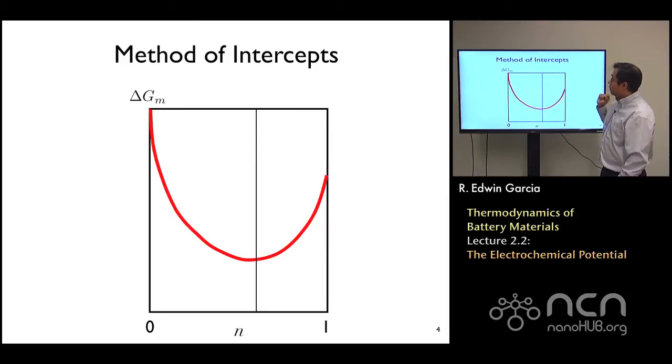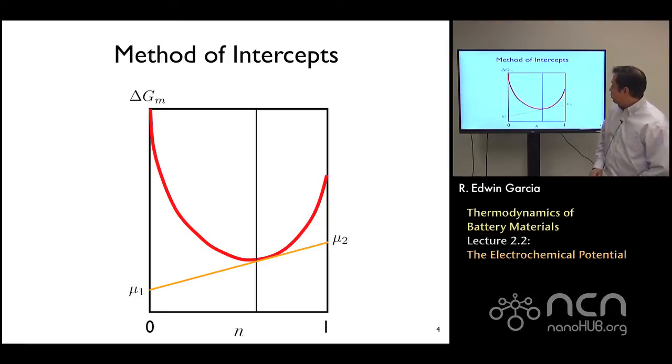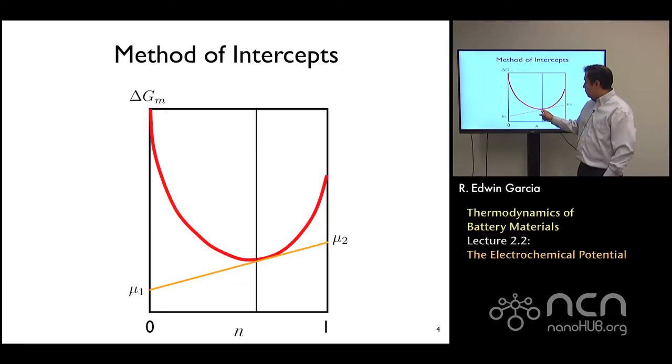Now, Gibbs, many years ago, proposed a method called the method of intercepts, which allows us, from having this graphical depiction, to specify what the chemical potential is, and that corresponds to drawing a line that is tangential to the concentration that we're looking at.